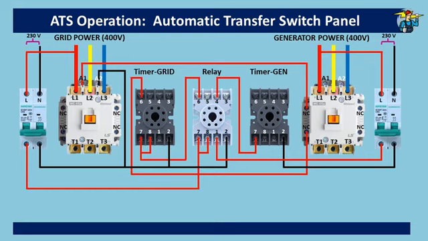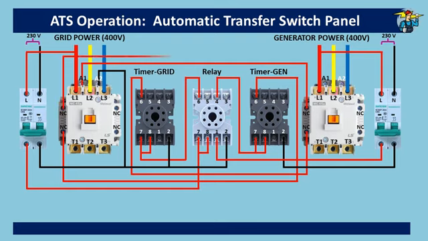Then the power from 7 is connected to the common port 8 of the timer. Generator timer outlet port 6 is normally open, but closes and connects with inlet port 8 after the set time delay on it. Now, port 6 of the generator timer is to be connected to the A1 of the generator contactor, and also will go through the normally closed auxiliary contact of the grid power contactor.